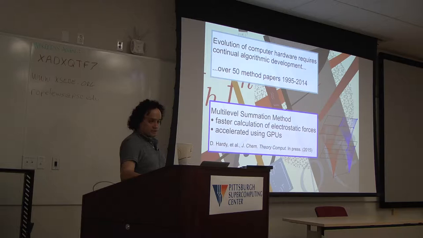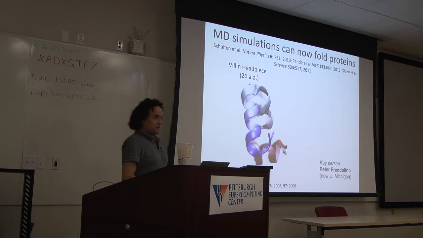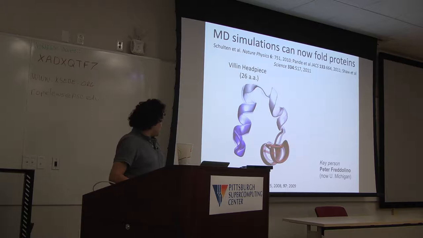So I know people love folding, or don't. Okay, this is a simulation that was published in 2018, and this is NAMD. I don't think this was before Anton, because this was a folding of a very small protein. This is 26 amino acids. I think this was actually before Anton came into production.